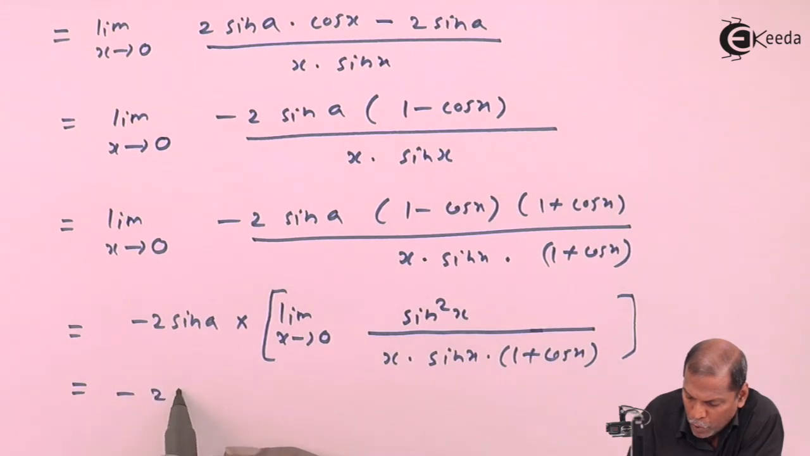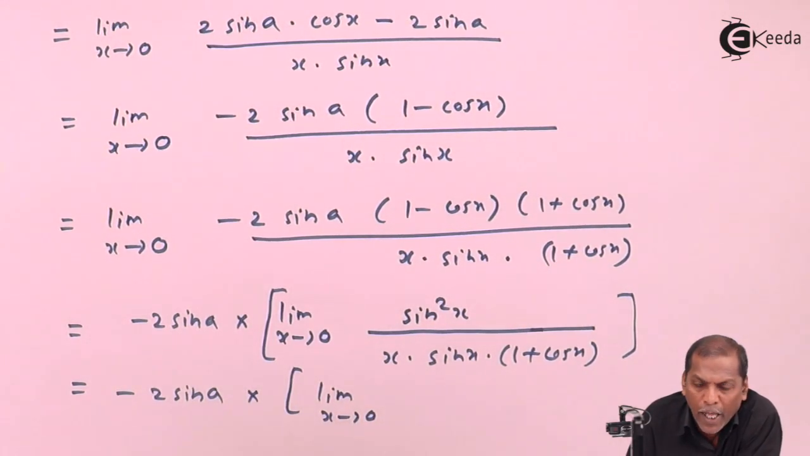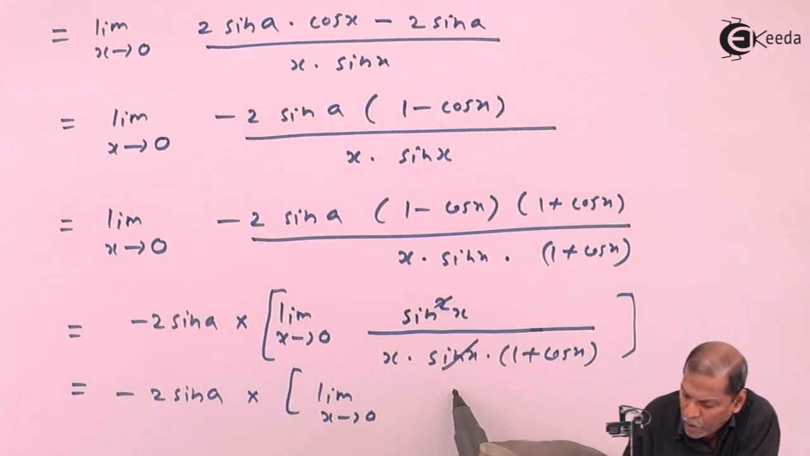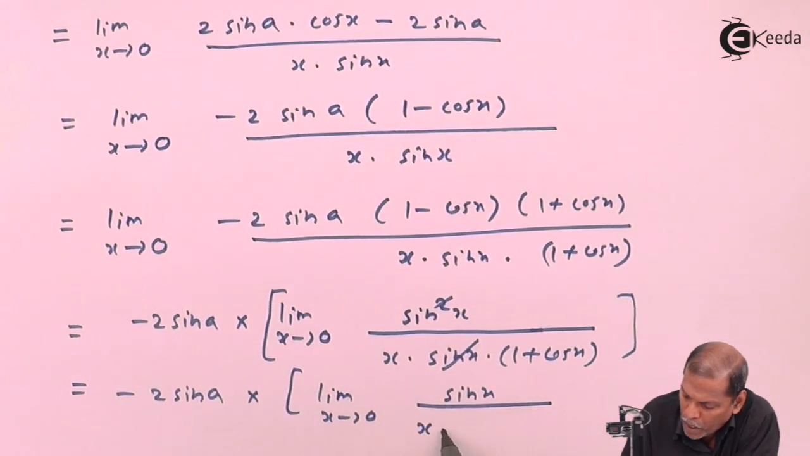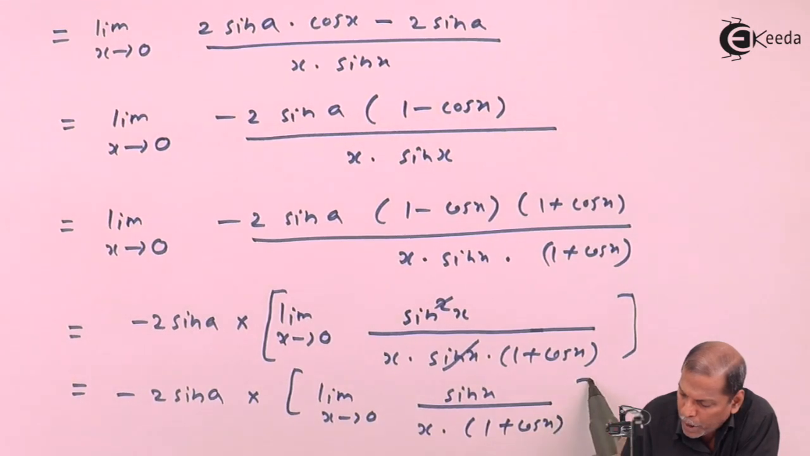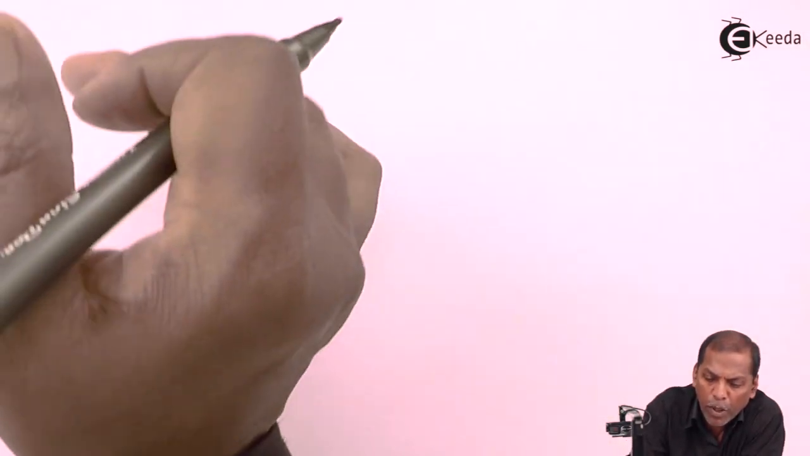So that equals minus 2 sin a into limit x tends to 0. Now here we cancel one sin x from the numerator and denominator. So we are left with sin x upon x into (1 + cos x). Now here we have to arrange the simple limits.